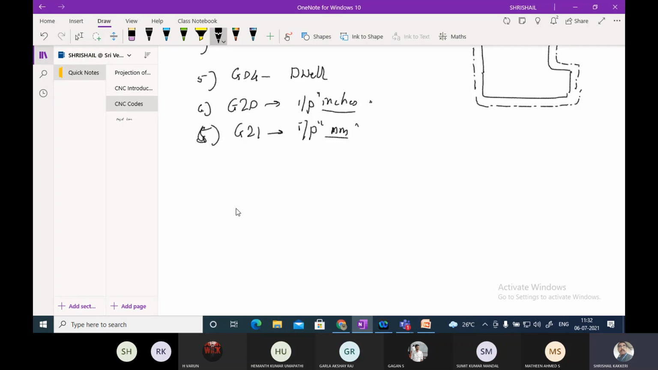And G28, return to reference point. You are going to return back to the reference point. All these please remember. And G40, cutter compensation cancel.